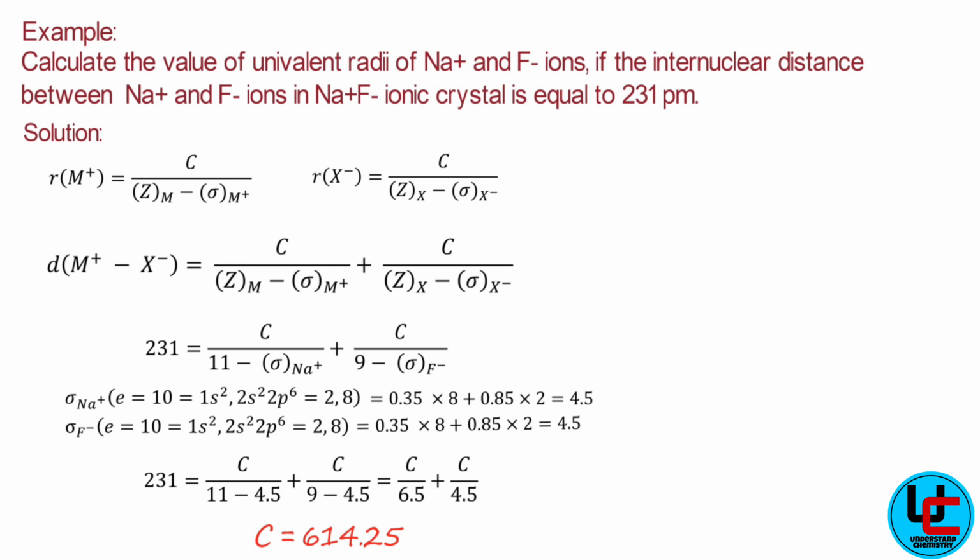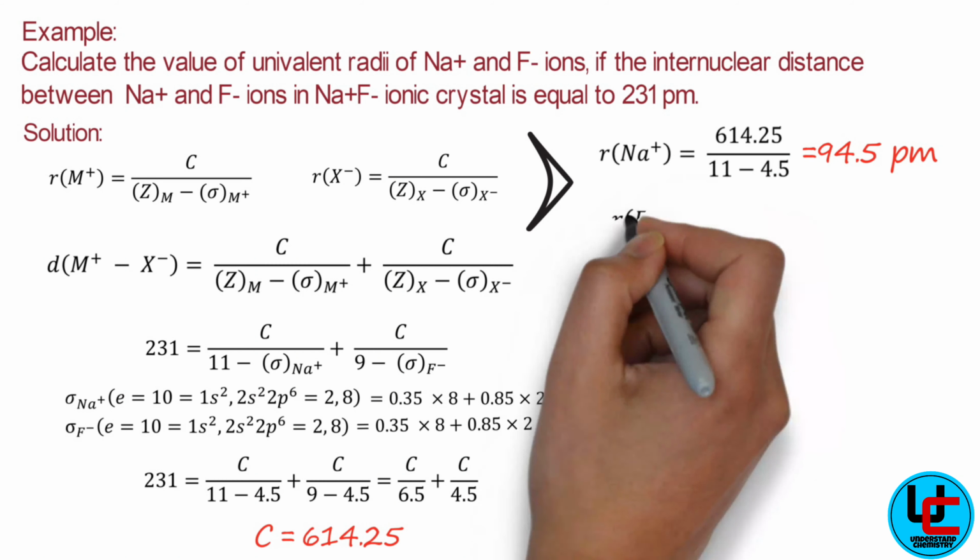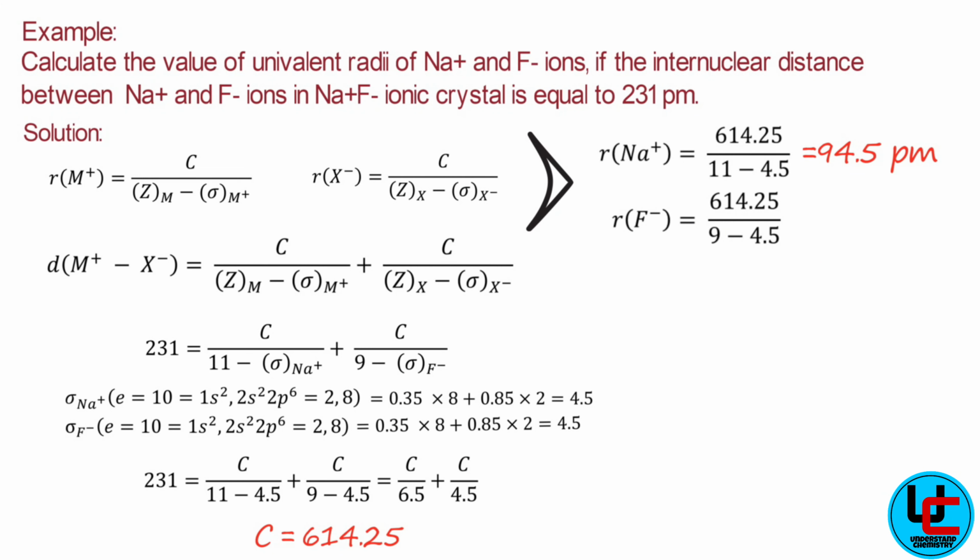Now we have everything which is required to calculate ionic radii. Using these formulae, the radius of sodium ion is calculated as 94.5 picometer and the radius of fluoride ion is calculated as 136.5 picometer.